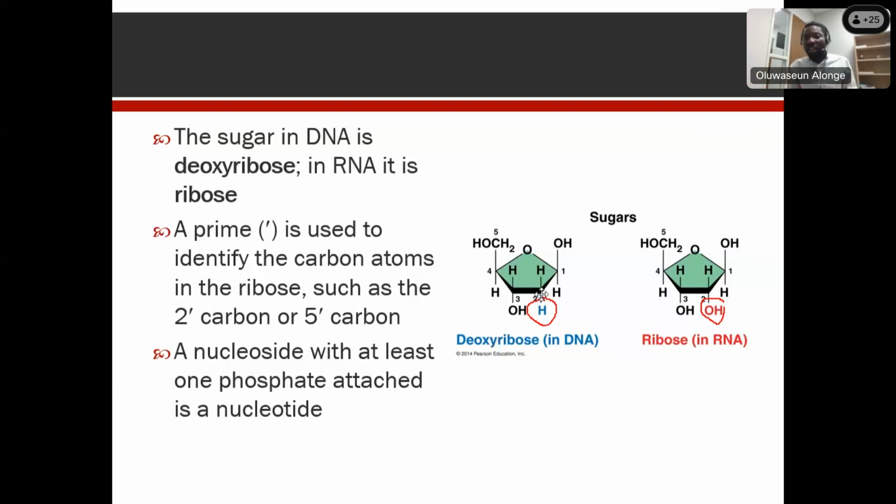But here, when you look at the carbon 2, there's H there. But when you look at carbon 2 here, there's OH there. So it is deoxy. It has lost an oxygen. The name of the sugar is ribose sugar, but now it has lost one oxygen, so it is deoxyribose sugar. All right?